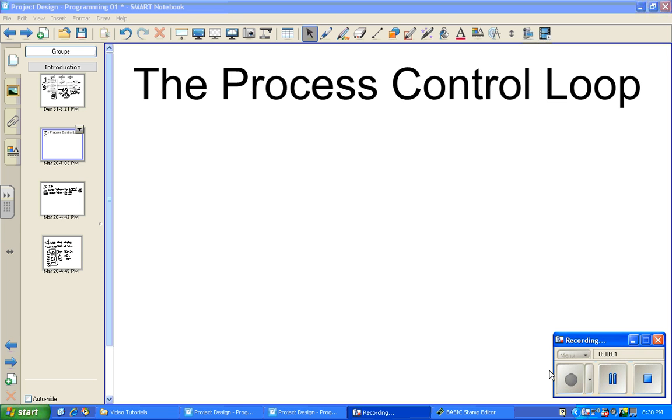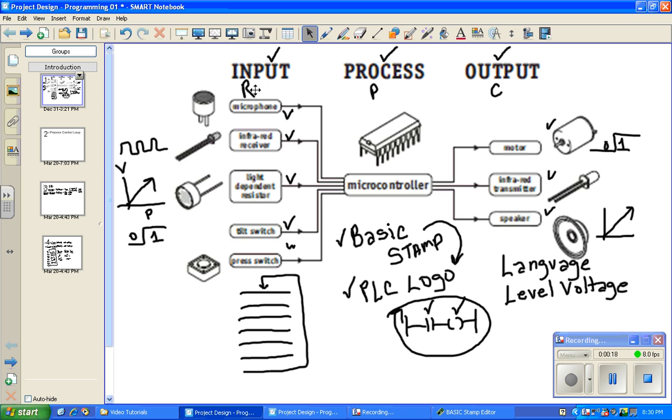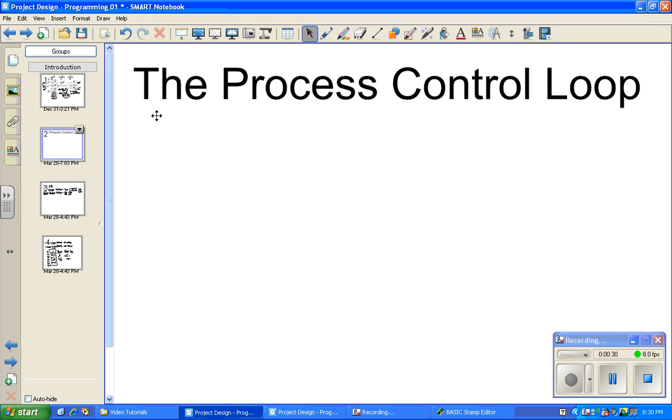This next video is going to talk in more detail about how the microcontroller reads the status and controls the status. We said before that the microcontroller reads the input, takes that information, processes it, and then uses it to control an output. We say that the microcontroller reads the status of an input.